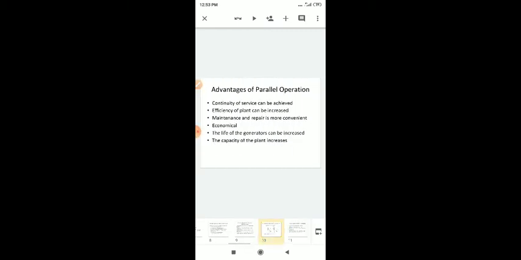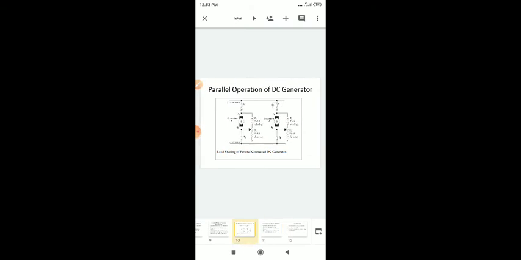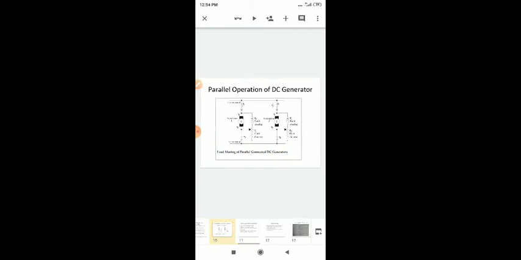By using this equalizer ring, this is a parallel operation. Here we observe only two generators like that. So many units are added depending upon our load capacity. If the load is more than its capacity, then the other generator will have to share that load. Depending upon the requirement, additional generators are also used. This is a parallel operation.